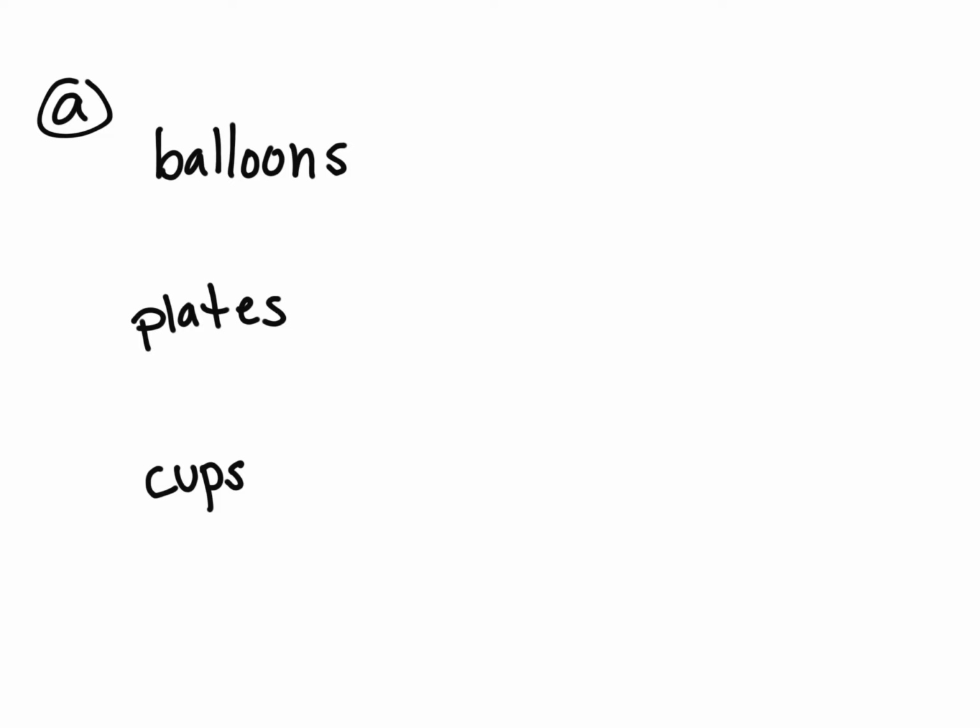So we're going to start with the balloons. And we're going to sketch one box for the balloons. It says the number of balloons that Serena's mom bought was half the number of cups. So if balloons has 1, the cups needs 2. That way the balloons are half.